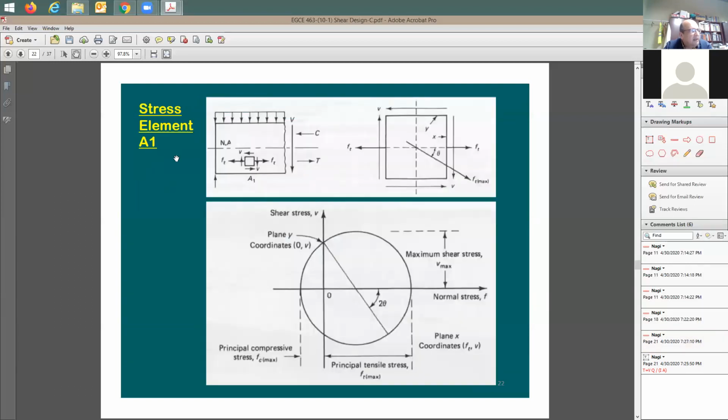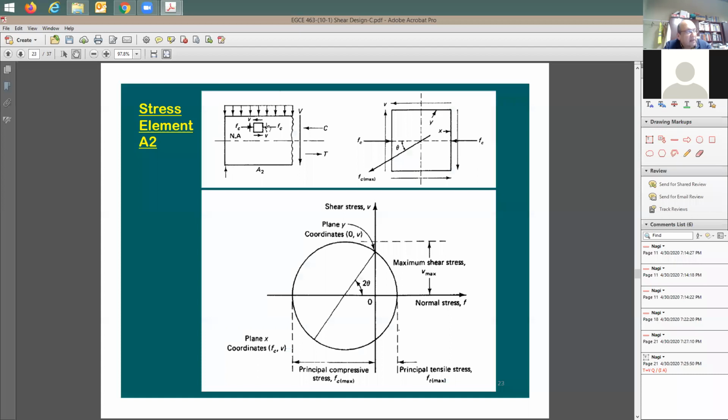Here is the stress element A1, which has been taken at the bottom. We should be able also to figure out the principal stress in this case. But look at this stress element. There is only shear stress and tension stress at the bottom, and here's Mohr's circle. In the top one, you have the same stress element, but instead you're going to have compression and shear stresses. And for both of them, you should be able to find out the principal stresses.